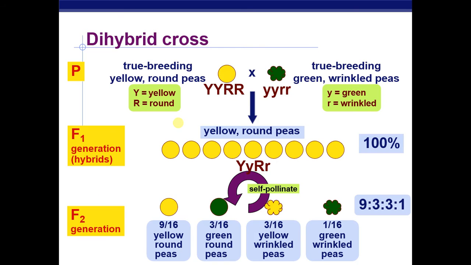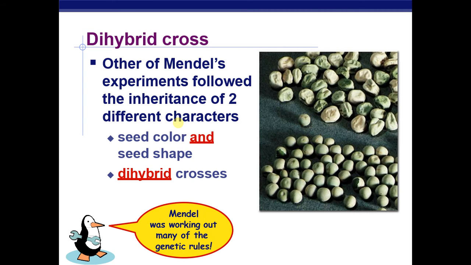Other times, some of Mendel's experiments followed the inheritance of two different traits. They crossed two parents and wanted to see what the seed color and seed shape were of the offspring, so the combination of more than one. We called those tests dihybrid crosses, because di means two. So we were looking at two traits in the offspring from a cross between parents.